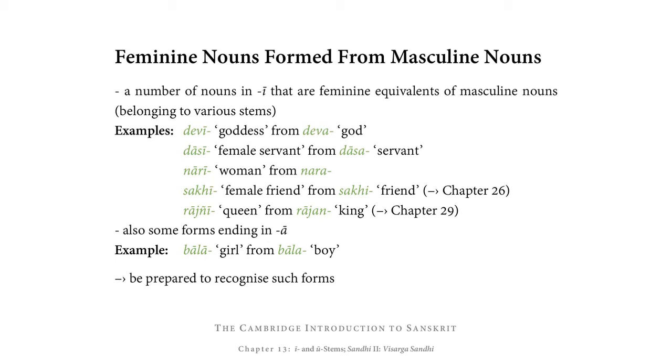And in the same way, you also find some long A stems formed. So for example, bala is a girl, and this is formed on the basis of bala, which is a boy. If you're prepared to recognize such forms, you don't need to memorize them, and that is just going to make your life as a reader of Sanskrit much easier.